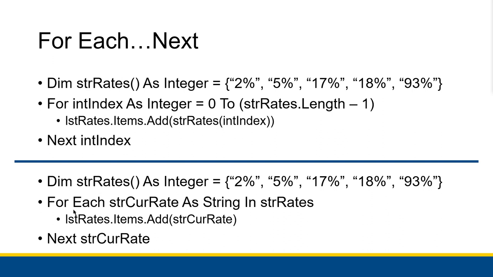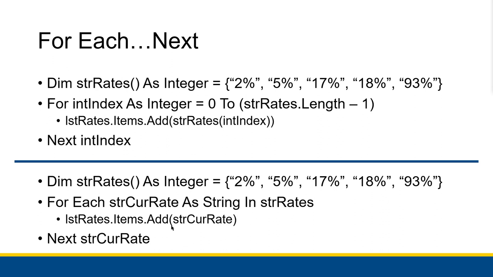What I'm saying here is for each string curRate, which will be a string that is contained in string rates, add that string curRate into my list rates items collection. So this statement says take every string in string rates one at a time in order. Take the current string that I'm looking at, store that in the variable curRate, and then do whatever I want within this loop using that name. curRate is the string containing 2% at first. Here it gets added directly into the items collection, so the items collection contains 2%. And then next curRate will tell Visual Basic to put the string containing 5% into curRate, and so on and so forth.